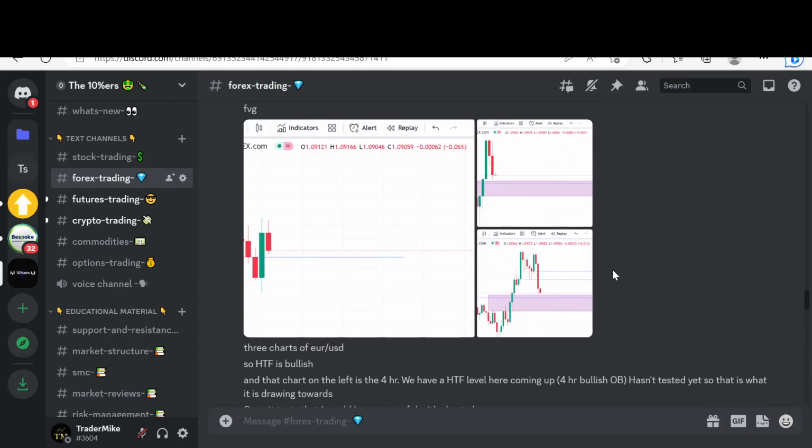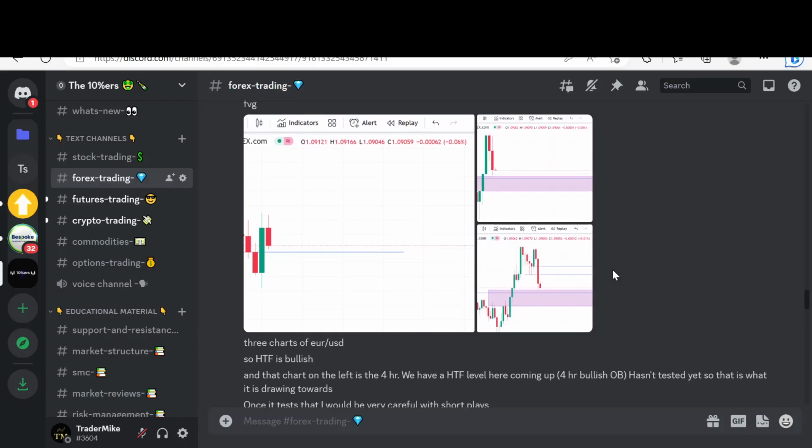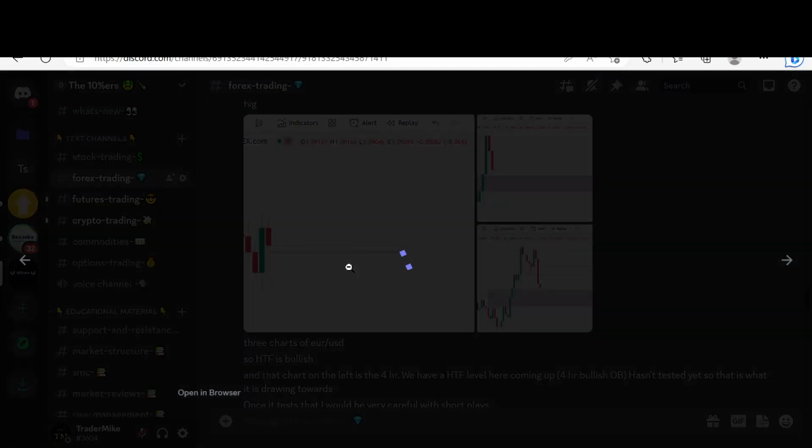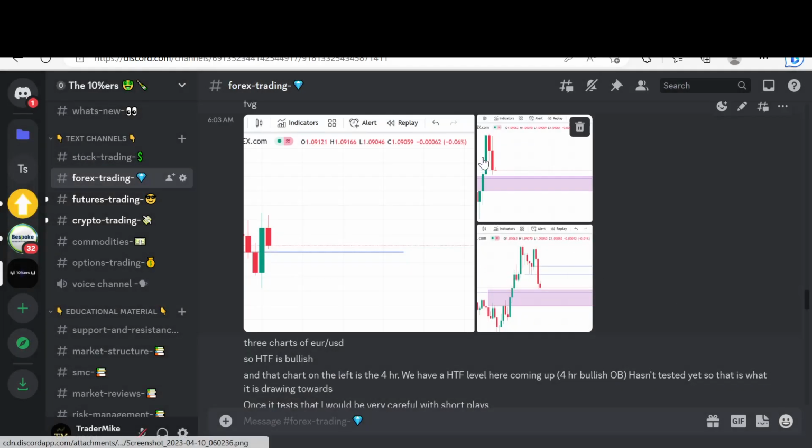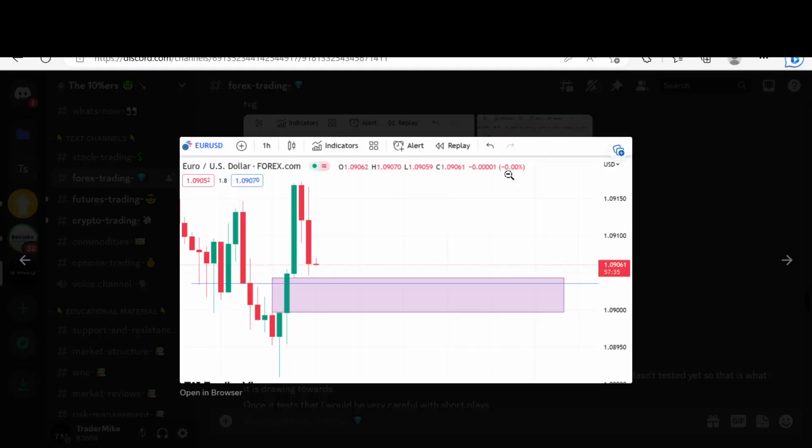So let's go over this Euro USD because this was actually a pretty clean play. Here are 3 charts that I posted. There is a 4-hour chart. What do we have on the 4-hour chart? We got a bullish order block, which I have noted with a horizontal blue line, and that's a higher time frame level. Right here, I have a 1 hour chart, and what I have noted is that 1 hour bullish fair value gap.